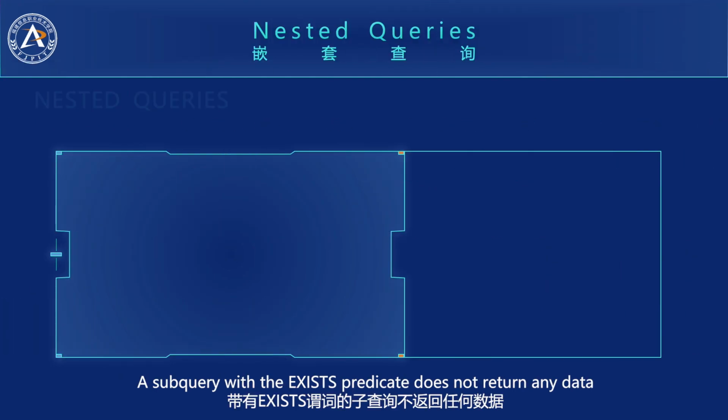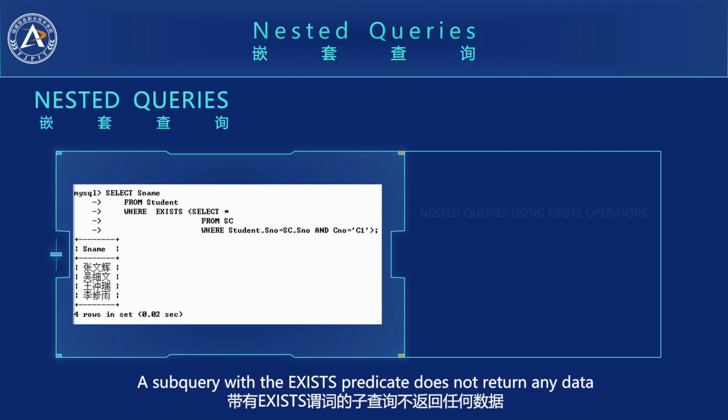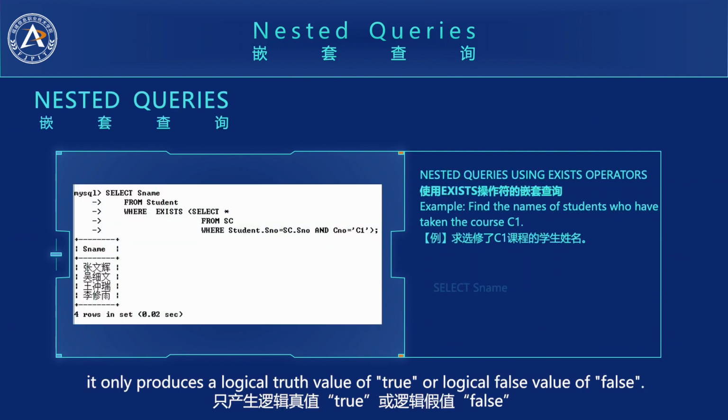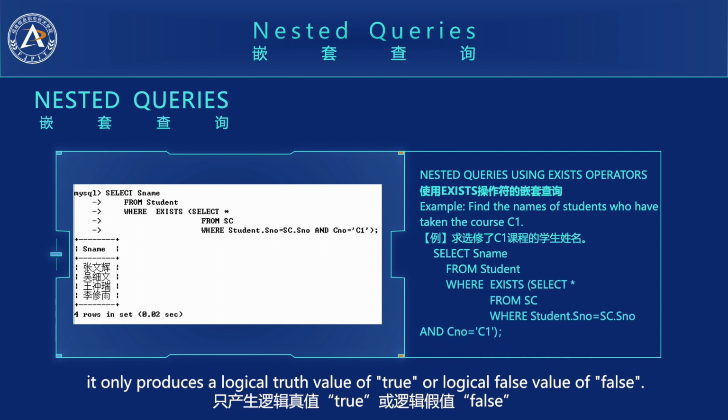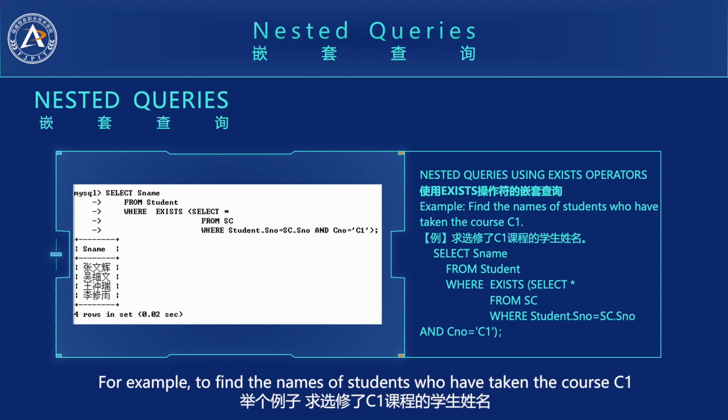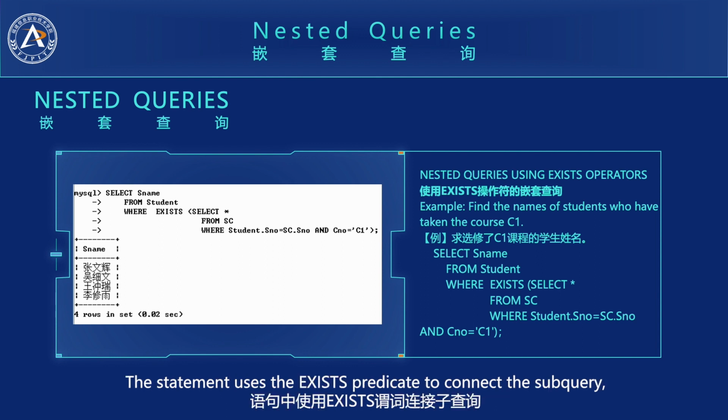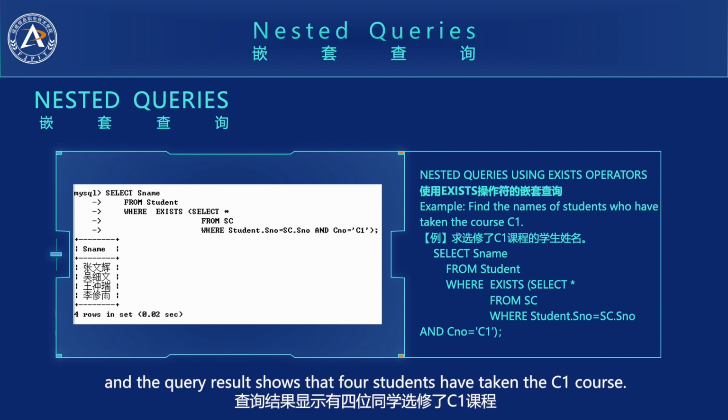A subquery with the exists predicate does not return any data. It only produces a logical truth value of true or logical false value of false. For example, to find the names of students who have taken the course C1, the statement uses the exists predicate to connect the subquery, and the query result shows that 4 students have taken the C1 course.